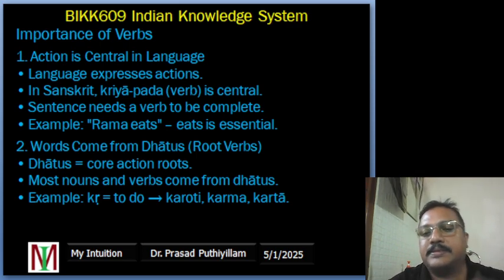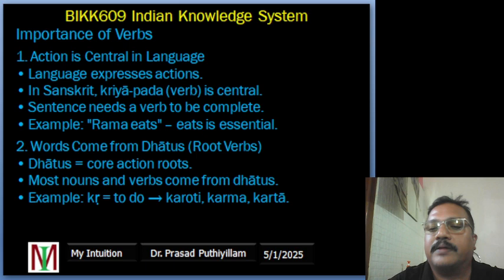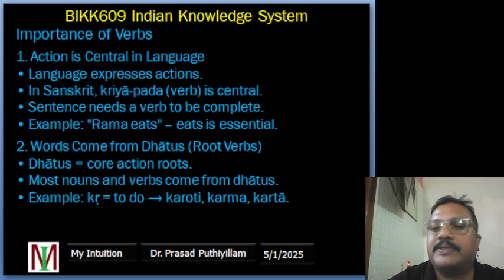we have already seen karoti, karma, karta. These are all different words that you can connect. So these all grow from the same root, and it makes Sanskrit a very logical and well connected language. So the verbs, the kriyas, are the heart of any Sanskrit sentence, and dhatus are the roots from which many words grow. That's why Sanskrit is not just a language; it's a system, a structure, and a beautiful form of meaningful speech. Move on to the next slide.